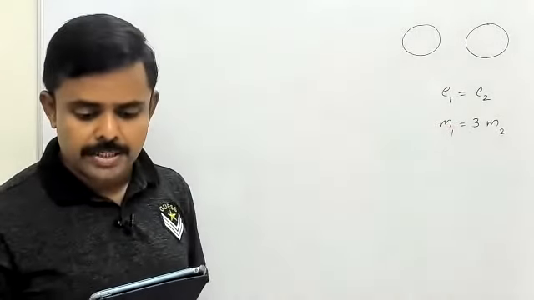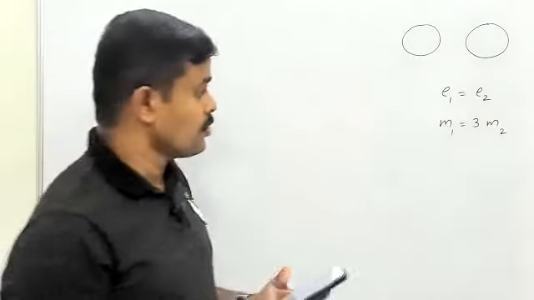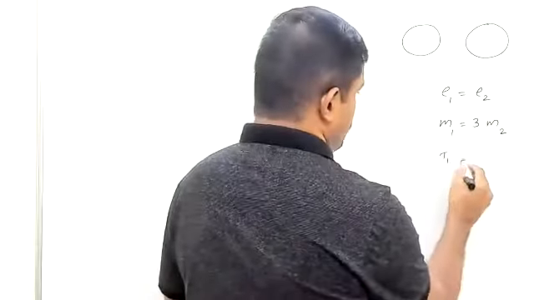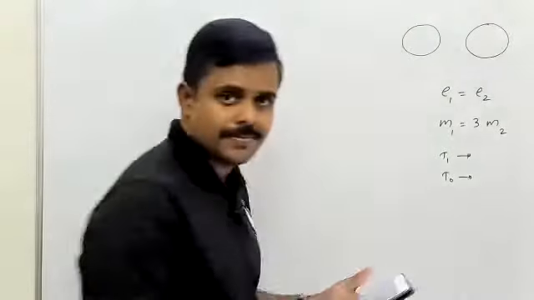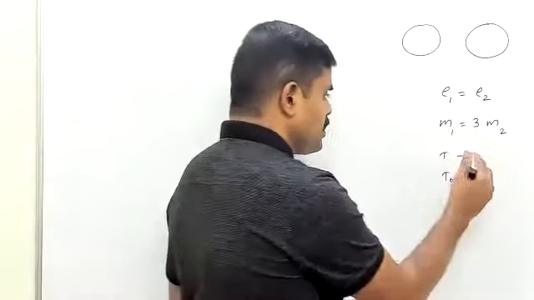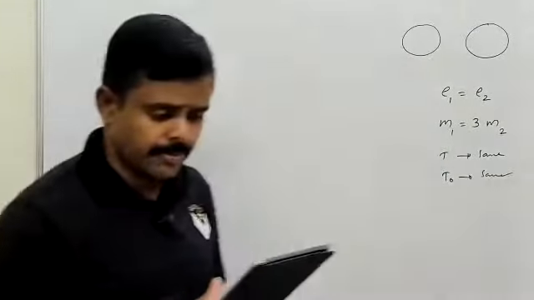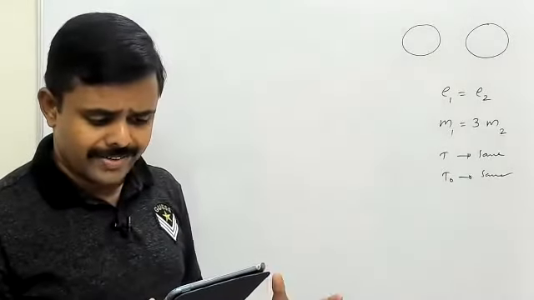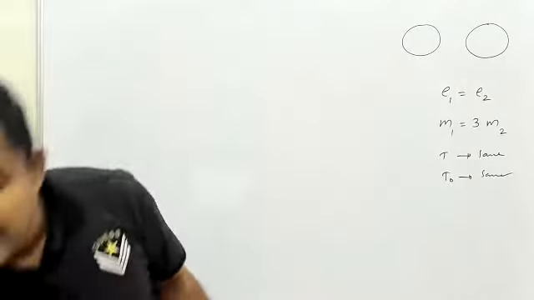Both the spheres are heated to same high temperature and placed in same room having same temperature. T is same for both, T0 same for both. They are heated to same temperature and kept in same room. So the ratio of initial rate of cooling of S1 to S2 is what we need.